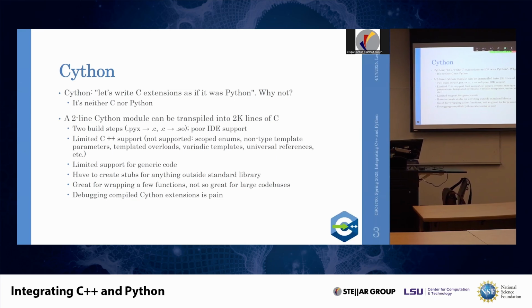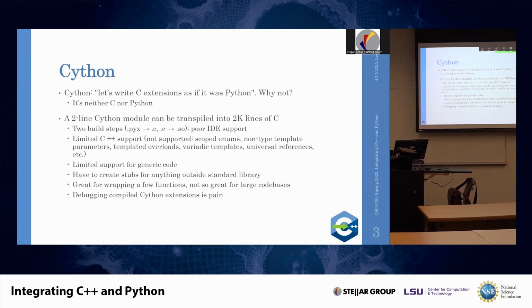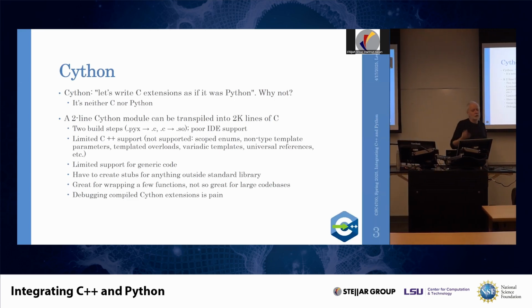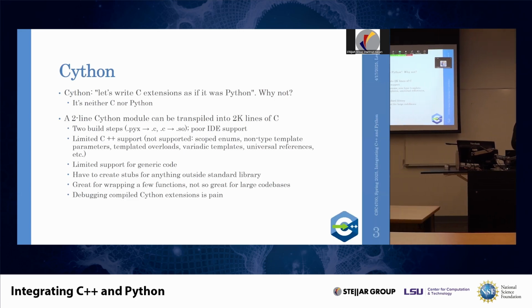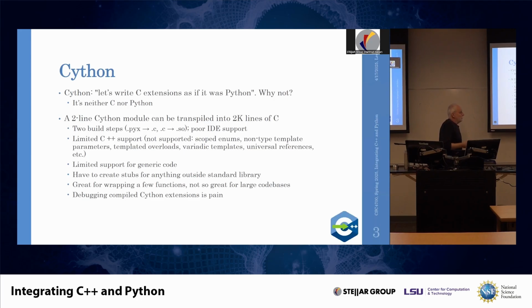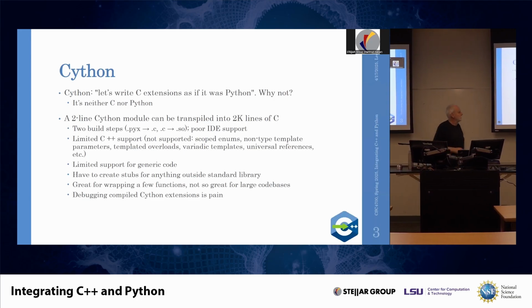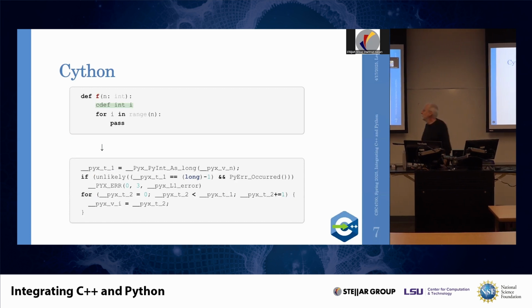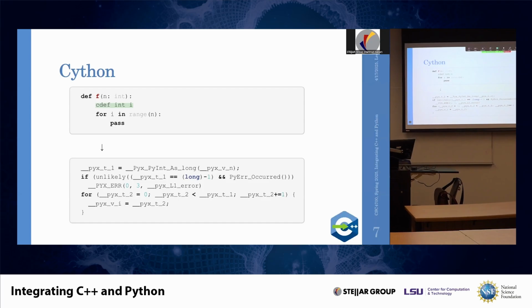You have to create stubs for anything outside the standard library. So if you have your own containers, you have to specifically write code for that by hand. So for a few functions, it's great, but for real projects, I wouldn't advise using it. Just to give you an example, these 4 lines of Python code compile to this mess. I don't want to debug that because it's impossible to read, okay?